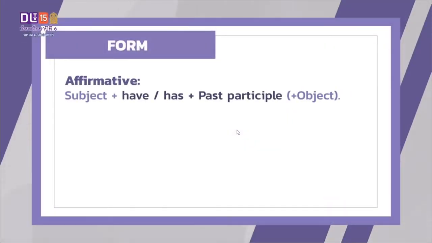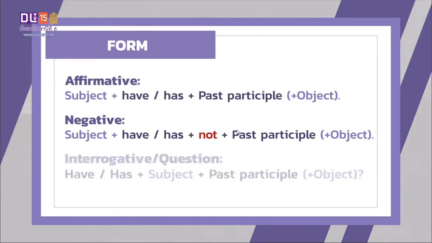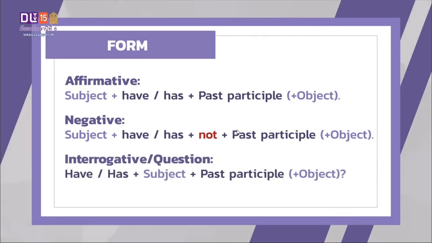Okay, next I will show you the form of present perfect. For affirmative, you start with subject, and you use have or has plus past participle plus object. For negative, subject plus have or has not plus past participle plus object. And interrogative, or question: have or has plus subject plus past participle plus object.